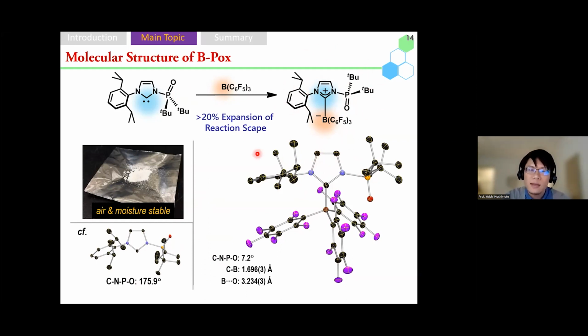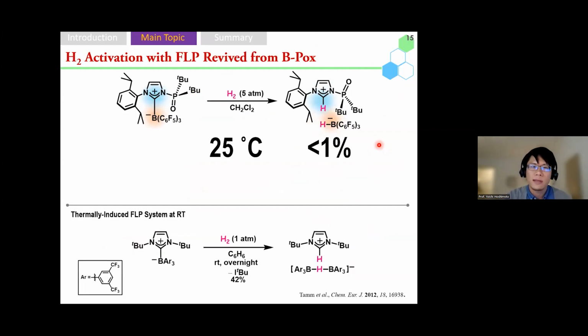This guy is an air and moisture stable white solid, shown here. You can store this for years without significant decomposition, even in the rainy season of Japan. So we can expect this adduct is almost quenched. Indeed, no reaction proceeded when H2 was pressurized into the DCM solution of this adduct. If heterolysis of H2 takes place, then we can say active FLP species can be generated at room temperature. But it didn't happen at room temperature.